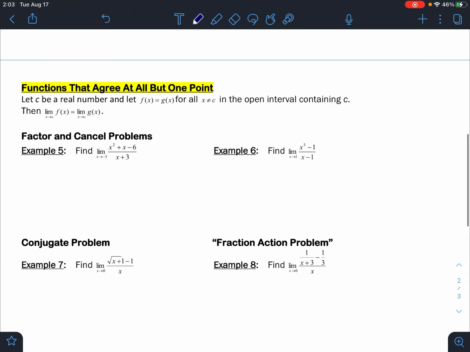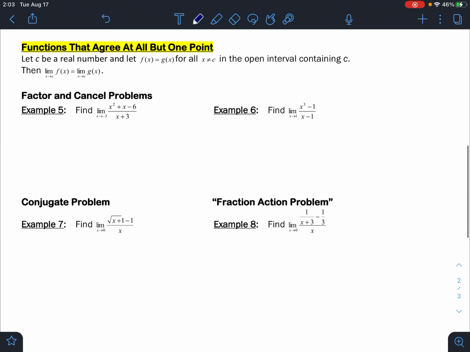All right, what if we have a function, but we can't directly substitute in? Okay, that's what we're going to look at here on these next 4 problems. Let c be a real number and let f of x equal g of x for all x except for c in the open interval containing c. Then the limit as x approaches c of f and the limit as x approaches c of g would be the same. What does that mean?